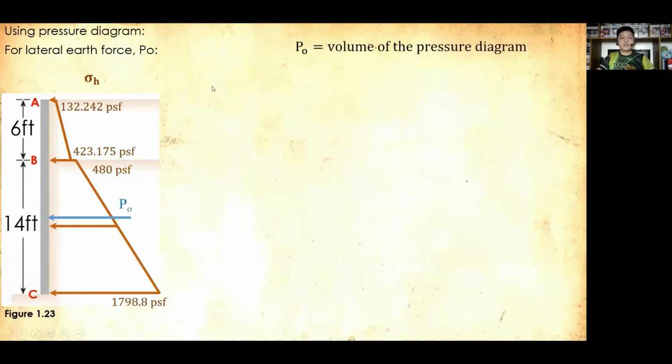PO is equal to the volume of the pressure diagram, which is equal to the area of the pressure diagram times the length considered. So sample length for our example. But before we take now our A times L, since our diagram is composed of two different trapezoids, we need to divide this into simpler shapes composed of two triangles each. So therefore, we have already 4.